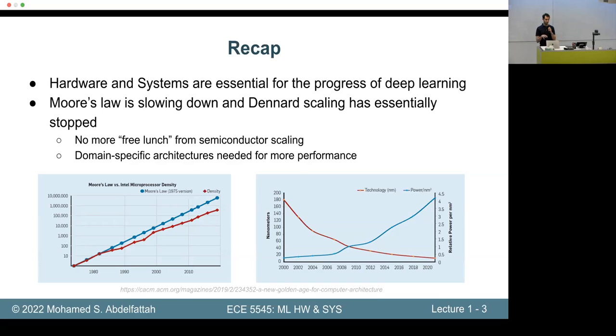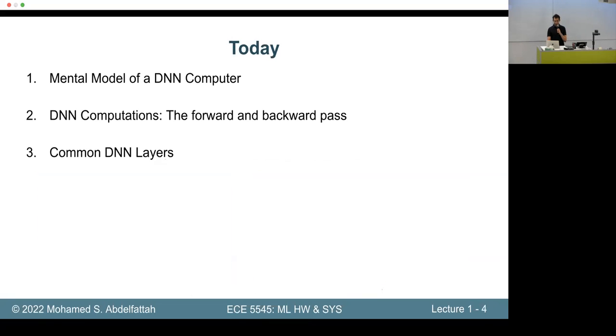We won't be talking about hardware yet, at least not in detail. That will happen next week in the next 2 lectures. But in this lecture, we will try to develop a very simple mental model of a DNN computer, whatever that means, something that runs a deep neural network. So what does it look like? It has these 2 components. They're connected this way. So that's what we'll figure out in the next few slides.